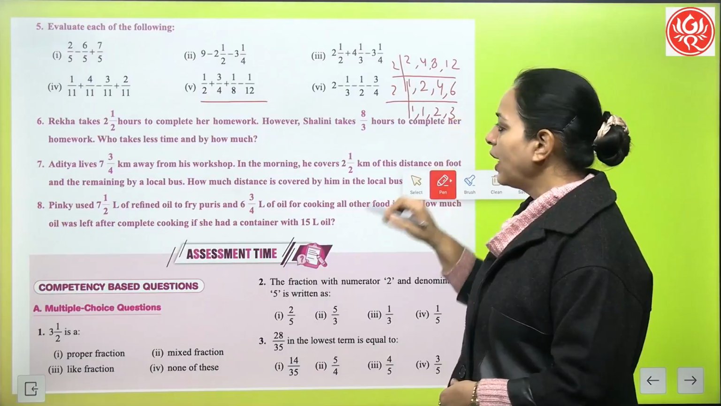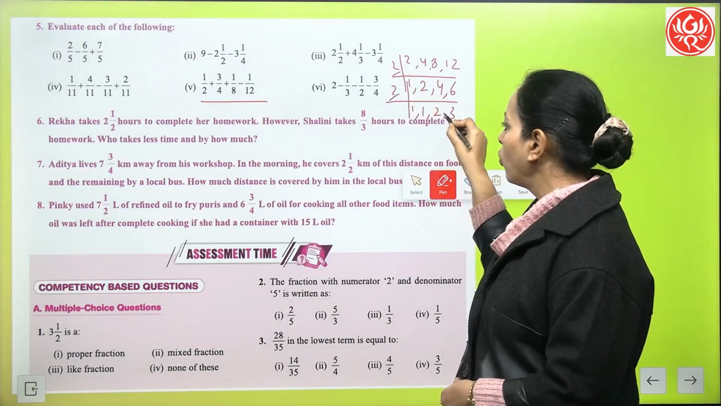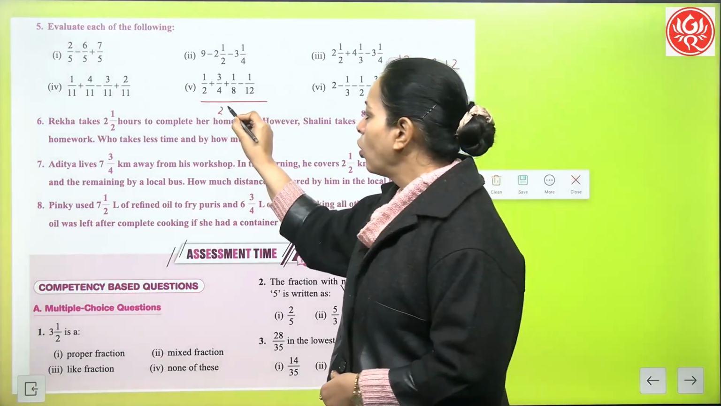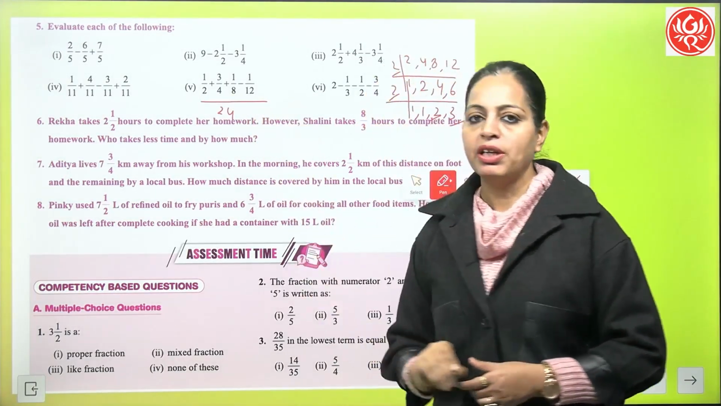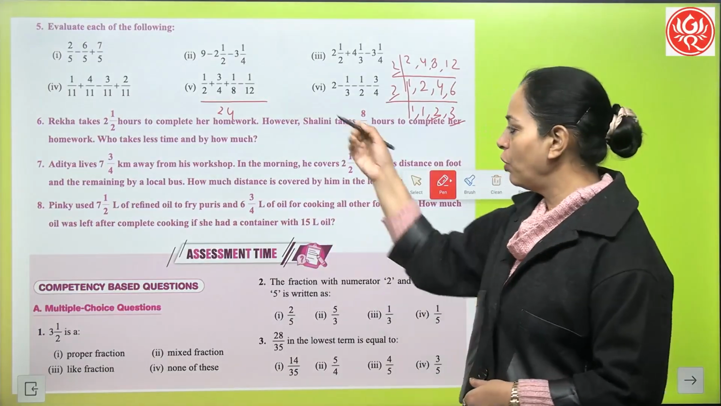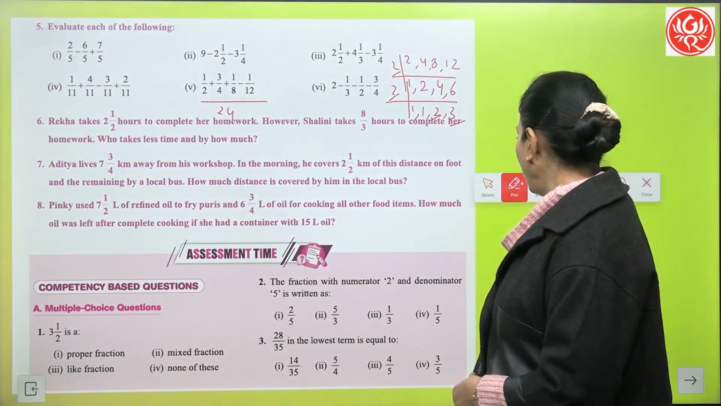So now find the LCM. 2 2s are 4, 4 2s are 8 and 8 3s are 24. तो हम क्या करेंगे? जितने भी डिनोमिनेटर्स हैं सबको चेंज कर देंगे 24 में. Then we can perform the calculations.